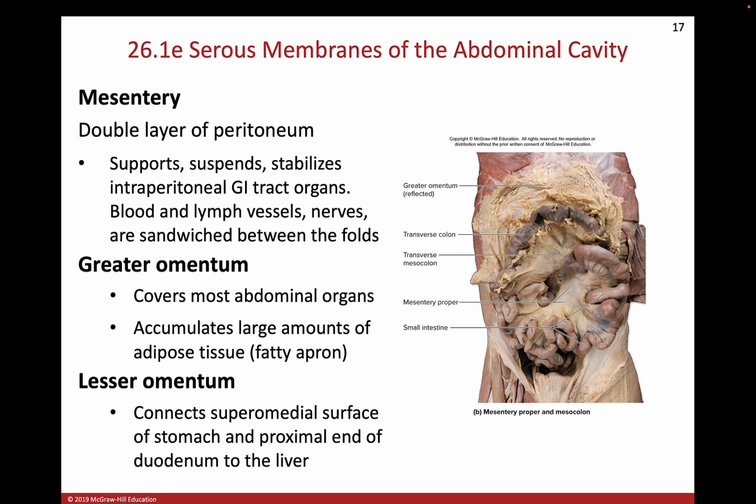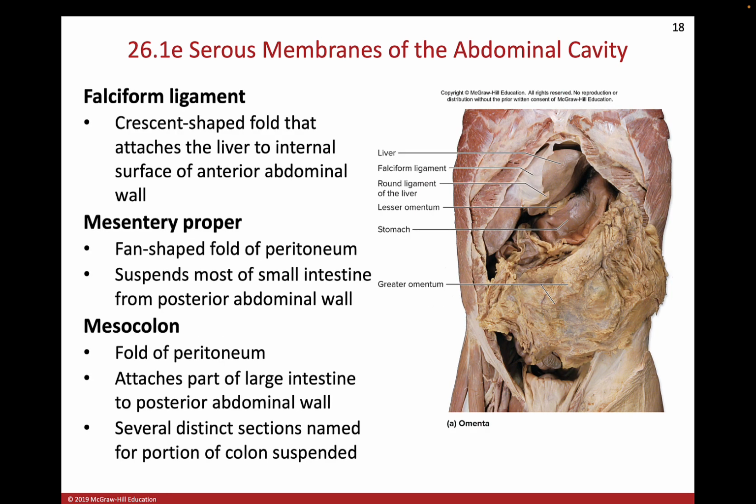Now, the greater omentum, this is a mesentery that covers the majority of abdominal organs, and quite often it is referred to as a fatty apron because it accumulates large amounts of adipose tissue. The lesser omentum actually connects the superomedial surface of the stomach and the proximal end of the duodenum to the liver. Now, there are some other structures, and I don't put as much of an emphasis on these.